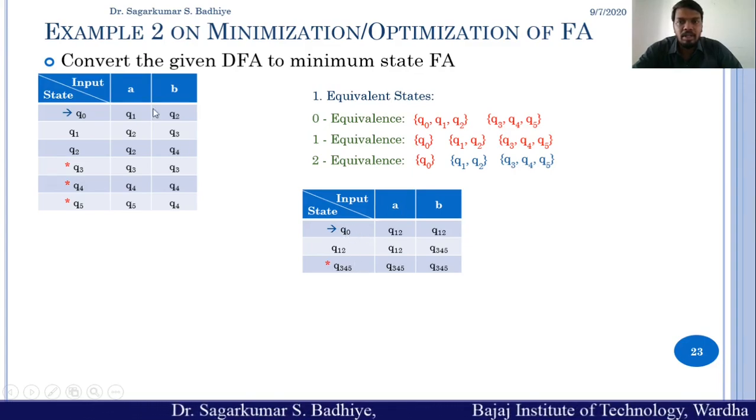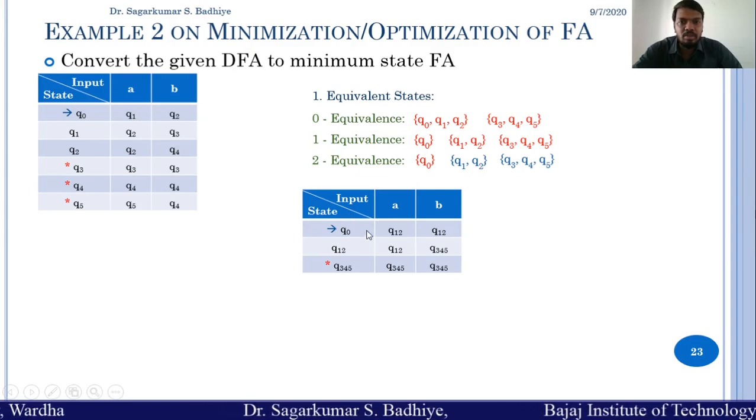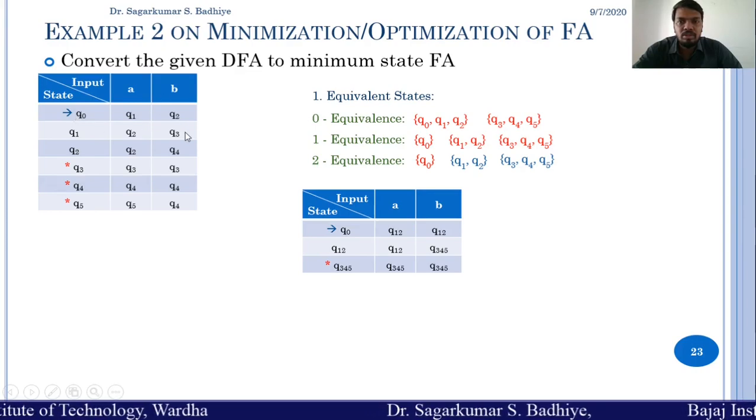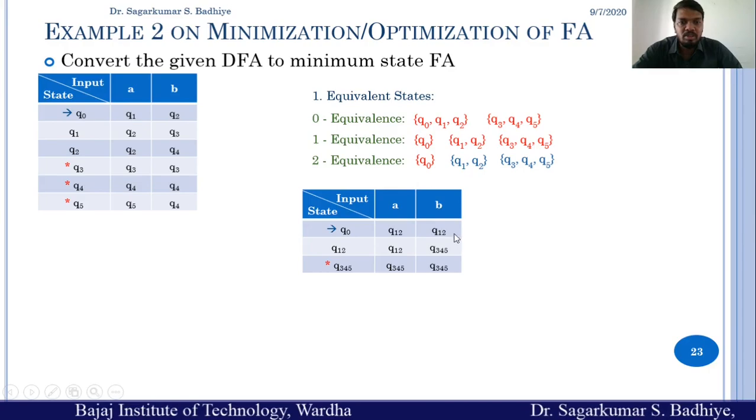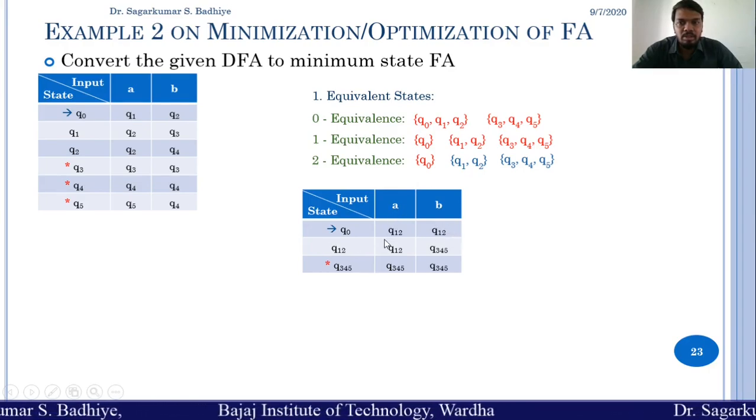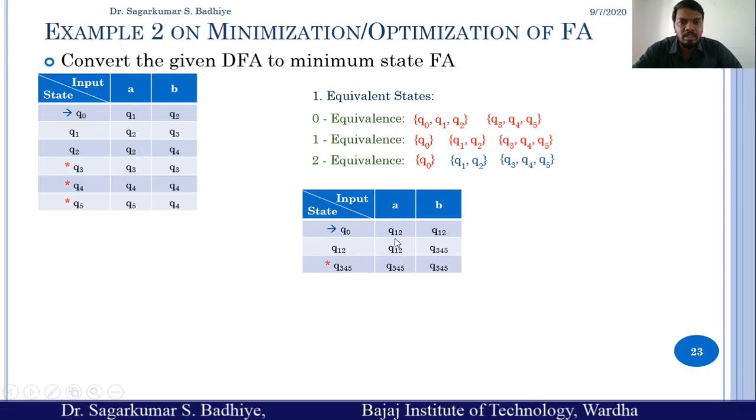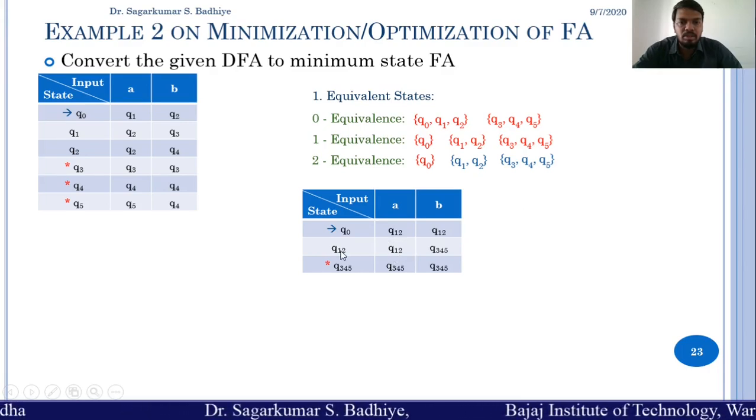So q0 on A goes to q1, but q1 is merged with q2, so the transition is q12. q0 on B goes to q2, which is merged with q1, so this is q12. Similarly, q1 on A goes to q2 and q2 on A goes to q2. So there is a state that represents q12, so the transition is to q12. In this way, we have added all the transitions.